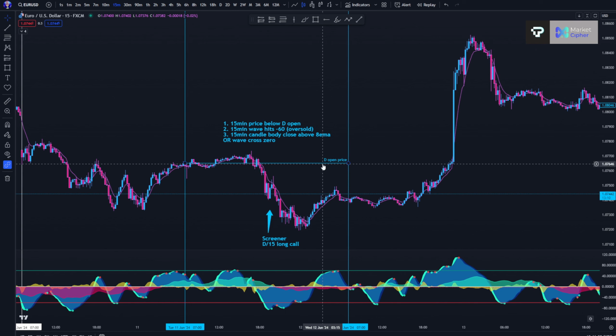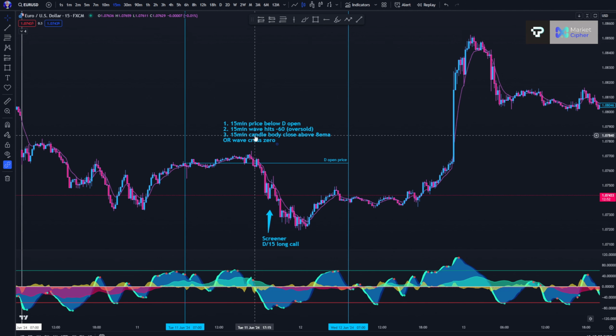So that's demarcating that price level, and we want the 15-minute price to be below the daily open, the 15-minute wave to hit negative 60, which it did by the time I had sent the alert out into the TP Min screener. And then you can either wait for the 15-minute candle to body close above the 8 EMA if you want to try and get in early, or if you want to avoid any potential hidden divergence, which you can see there might have been a mild regular divergence on this entry, you can then rather wait for the wave to be crossing zero before you actually enter the trade.